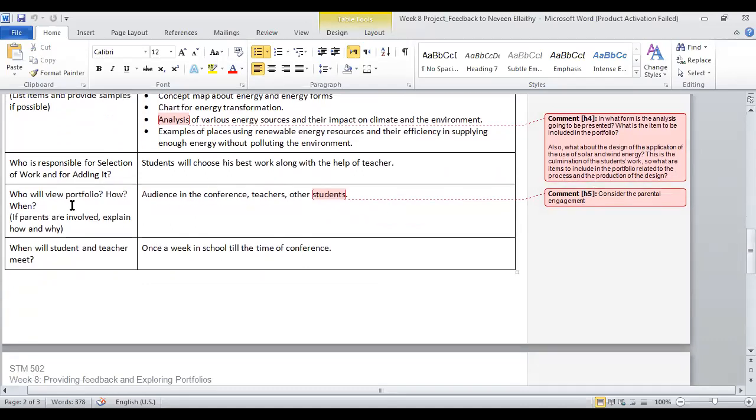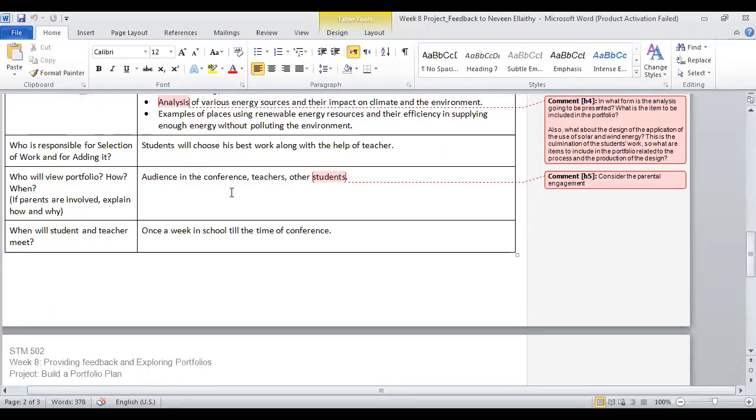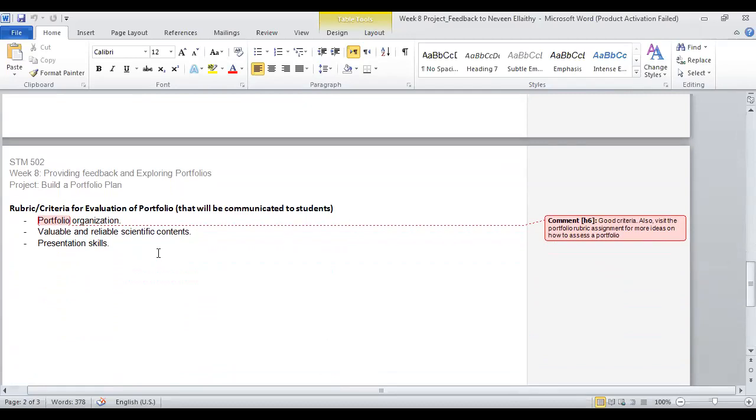Okay. And since here she created a simulation of a real world conference, which she labeled as the 2050 carbon dioxide free emission conference meeting, the audience would probably be the conference attendees: teachers, other students. Okay. So the students will meet with teachers once per week. And again, what you're requested to do is to decide what criteria you're going to put in a rubric to assess the portfolio, but you're not requested to develop the whole portfolio. Okay. So far, any questions related to the task when it comes to week 8?